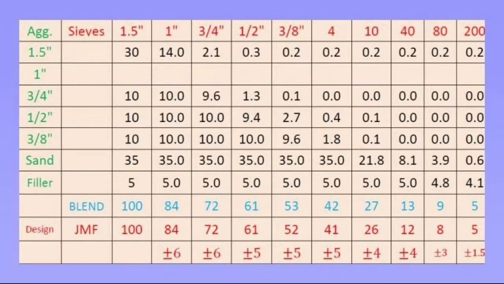So you can calculate the blending percentage and match with the design JMF one by one. All your calculated blending percentages should be inside the design JMF limits. Now calculate the weights for batching.